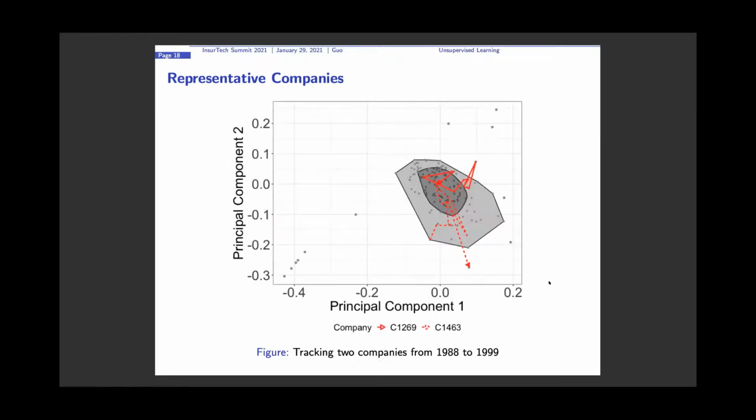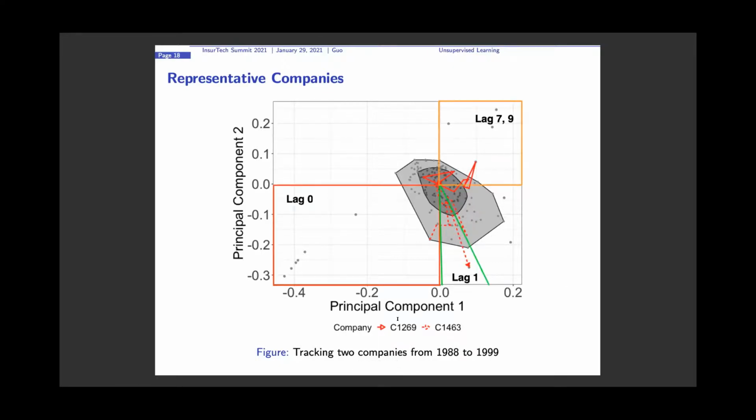Now, the following visualizations, as I said, we can use the PCA scores, and we can pick out single companies and track them over time and see how they do. In this case, we picked 2 representative companies. It's coded as C1269 and C1463. Let me also put the visual aid on.